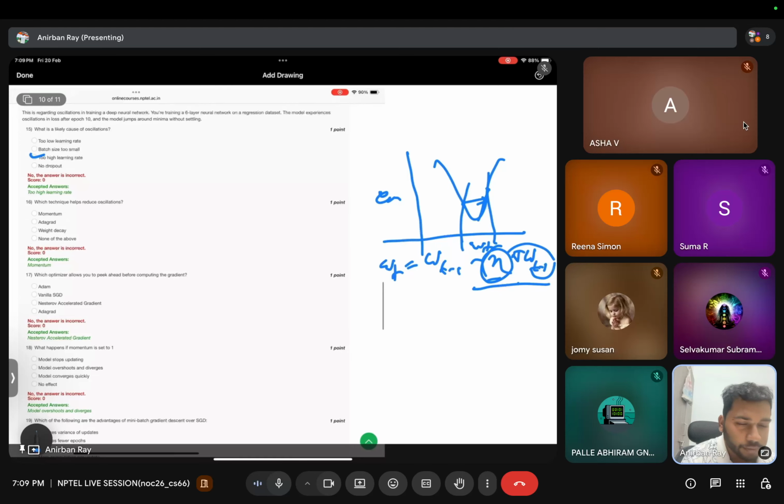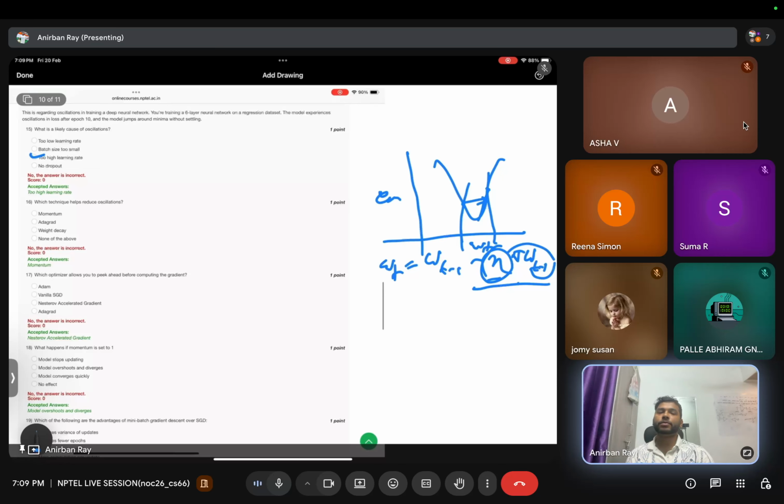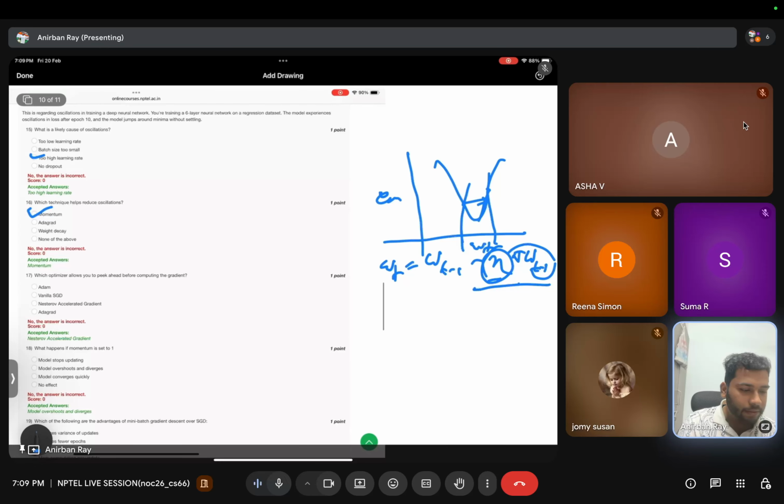And batch size too small: batch size doesn't usually cause such a problem. It can though. If the batch size is small, then it will have more stochasticity, so it will have more jumping around. But the major problem is this. Which technique helps reduce oscillation? Momentum does reduce oscillation, but it creates some as well, so it is not the best answer. But the optimization is to peek ahead before computing the gradient. So peek ahead is Nesterov accelerated gradient.